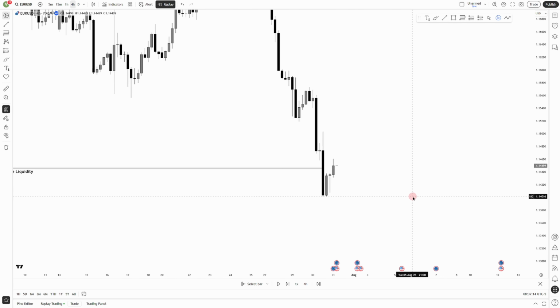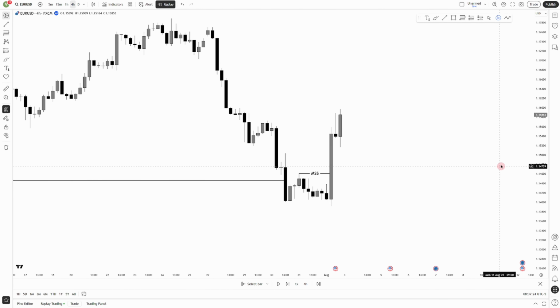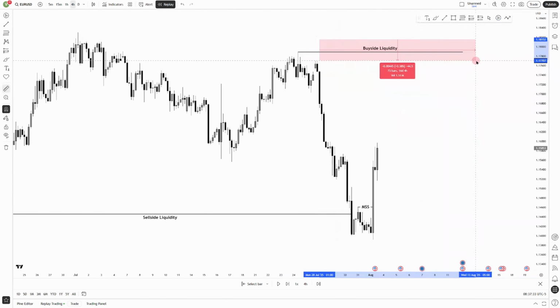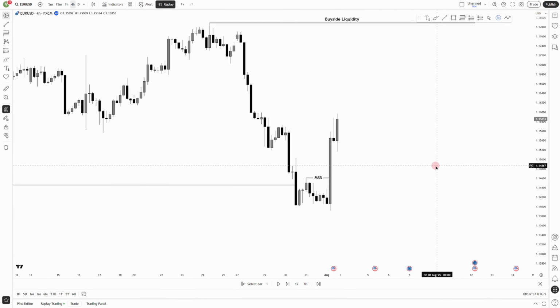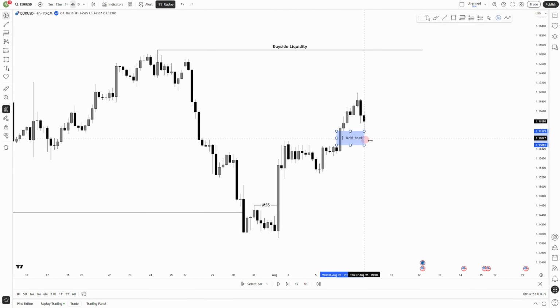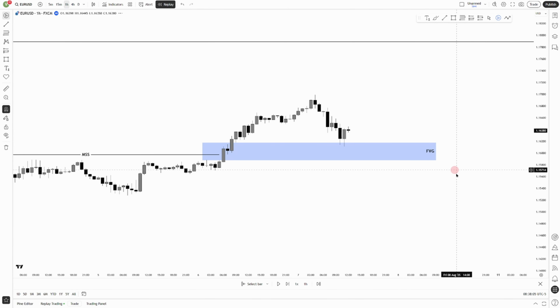We have a 4-hour market structure shift to the upside, which is enough for our confirmation. Now we will mark the high as our draw on liquidity, but it is only for the 4-hour time frame. Price is continuously moving to the upside, and now I can see that we have a fair value gap here, and once again, we have a market structure shift to the upside. So let's drop down to the 1-hour time frame and see what price is doing here.